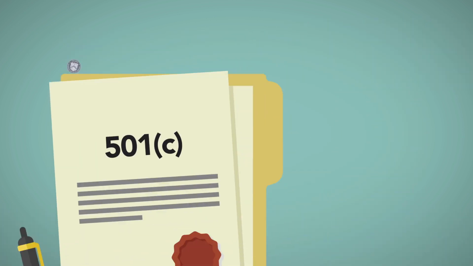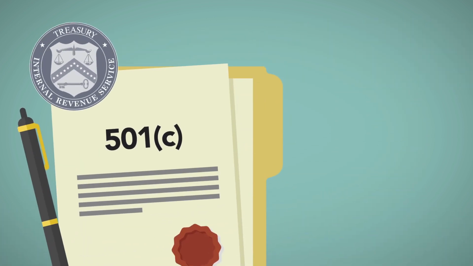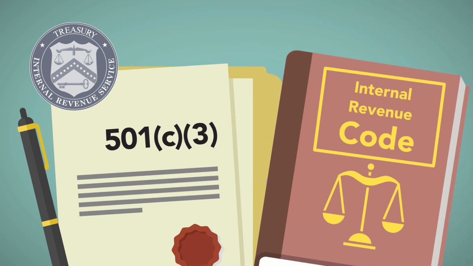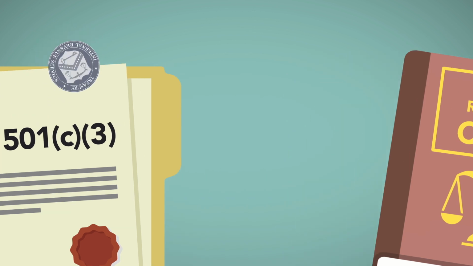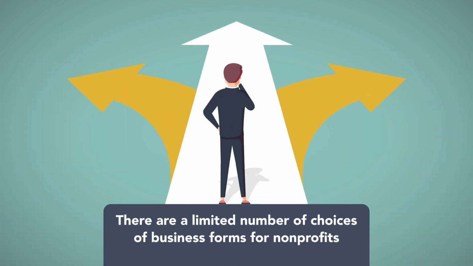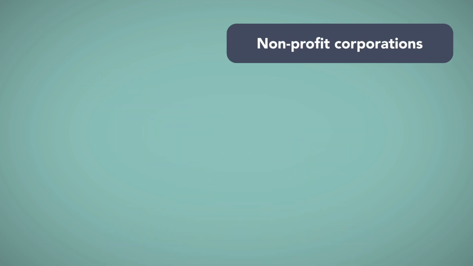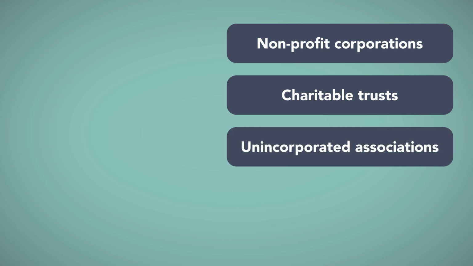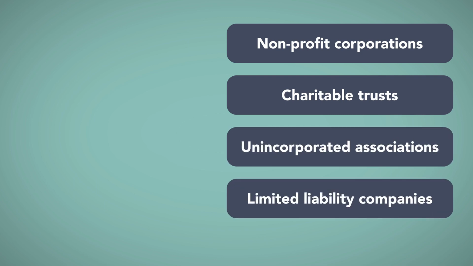If the nonprofit intends to file as an exempt organization, a threshold matter prior to incorporation is for the nonprofit to choose a business form based on its purpose, such as a charitable purpose, as defined by Section 501(c)(3) of the Internal Revenue Code. There are a limited number of choices of business forms for nonprofits. Nonprofit organizations may choose among nonprofit corporations, charitable trusts, unincorporated associations, and limited liability companies.